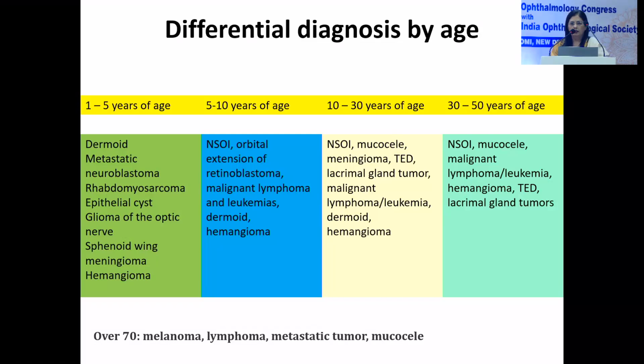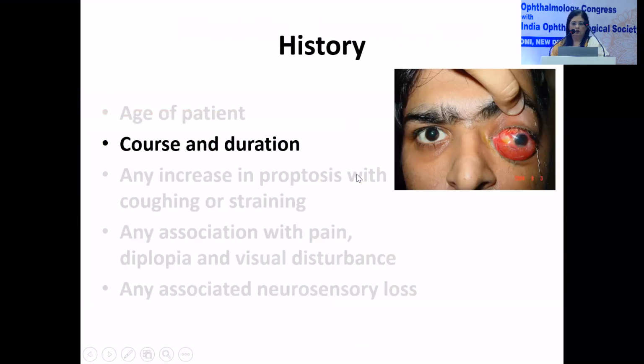So why is age important? Because there are specific diseases for specific age groups. Like in children, we can have benign lesions like dermoid or hemangioma, and malignancies like rhabdomyosarcoma or gliomas. In middle age, more common are thyroid eye disease, lacrimal gland mass or NSOI, and in the elderly we can have malignancies.